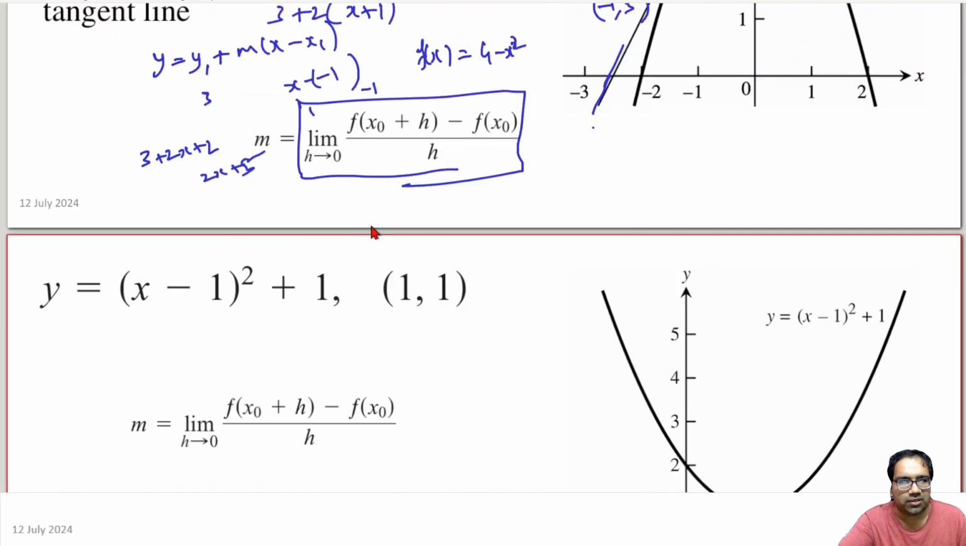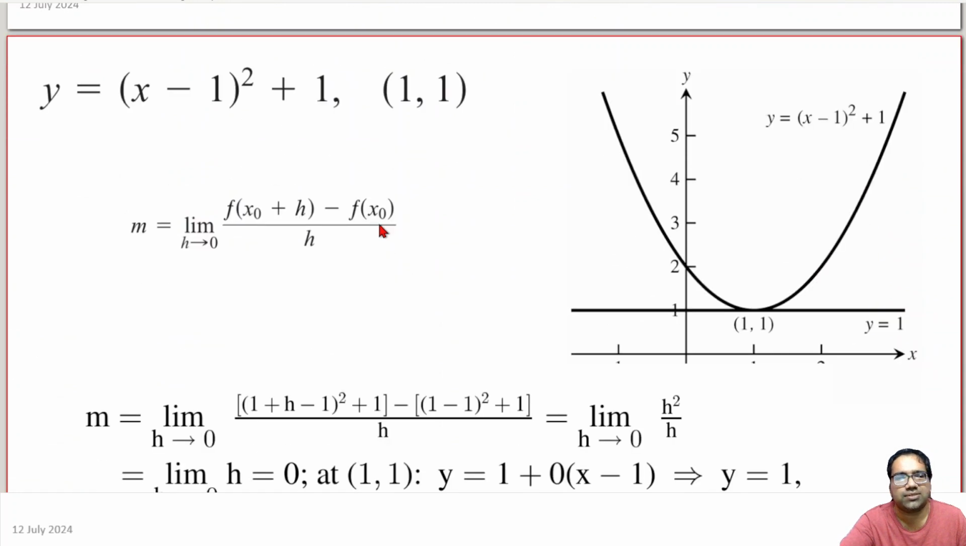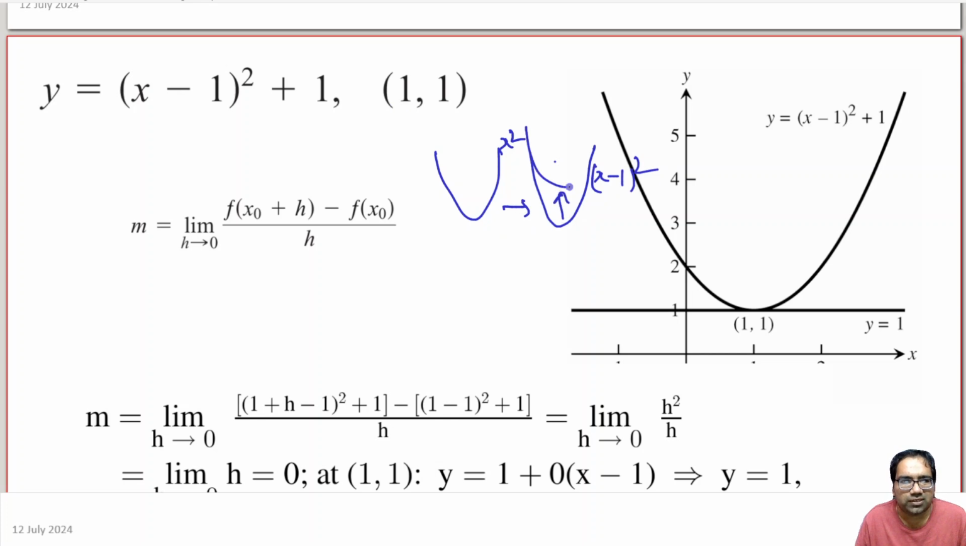Let's take one more example. x minus 1 whole square plus 1. This is again a parabola, right? x square is this. x minus 1 whole square is this, 1 unit shifted towards the right. And plus 1 is this one, shifted 1 unit upwards. This is our origin, 0, 0. 1 unit shifted right, 1 unit shifted up.